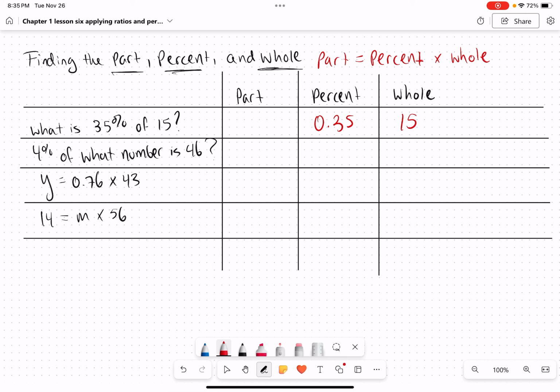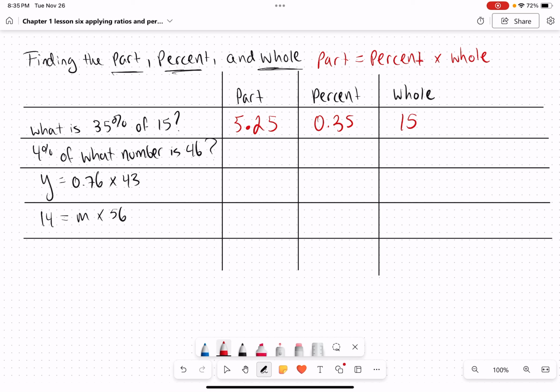Okay, so now what is my part? Well, according to the equation, I need to multiply the percent and the whole. So we must multiply these two numbers we have right here. The 0.35 times the 15 shall give us 5.25. 5.25, make the decimal here a little bit more clear. So 5.25 is the part. 5.25 is 35% of 15.